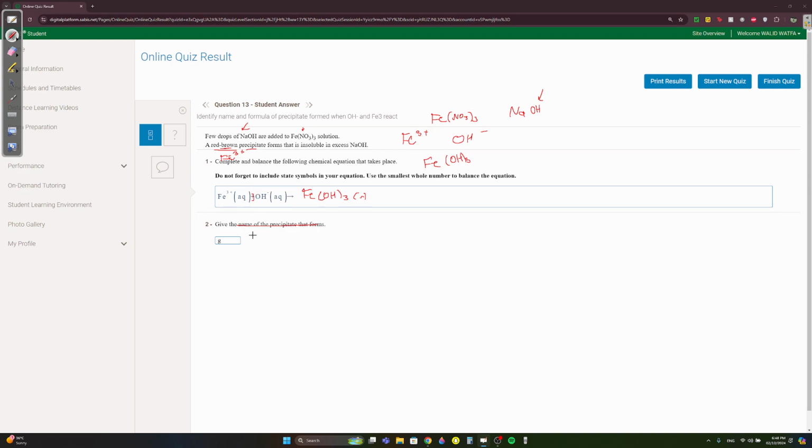Now here, what's the name of the precipitate? To say iron hydroxide is wrong. This OH means hydroxide. To say iron hydroxide is wrong. Since it's Fe3+, you have to say iron(III) hydroxide.